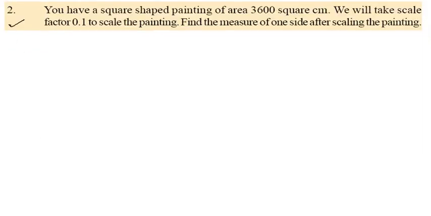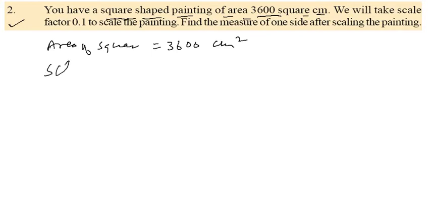Now come to the second. You have a square shape painting, whose area is 3600 square centimeter. So you can write here, area of square is given as 3600 centimeter square. We will take a scale factor of 0.1. So you can write here, scale factor is given as 0.1. Find the measure of one side after scaling the painting.